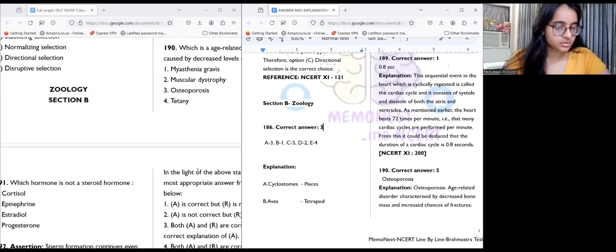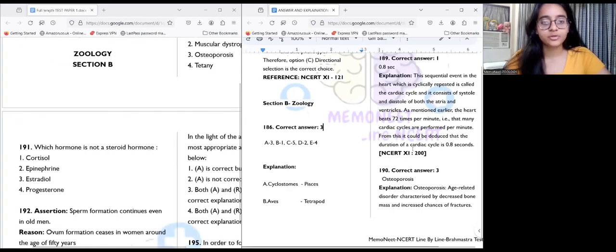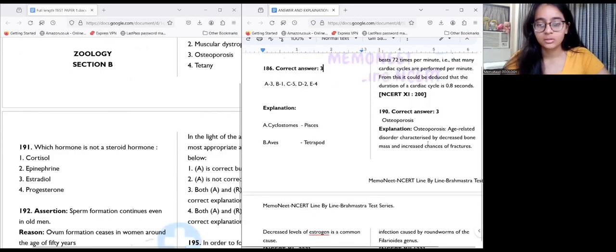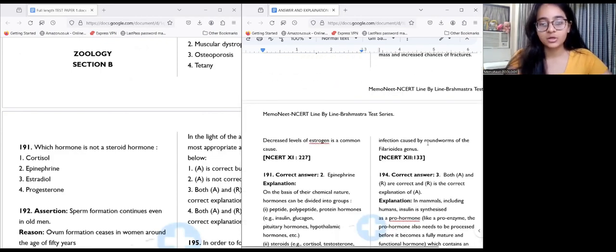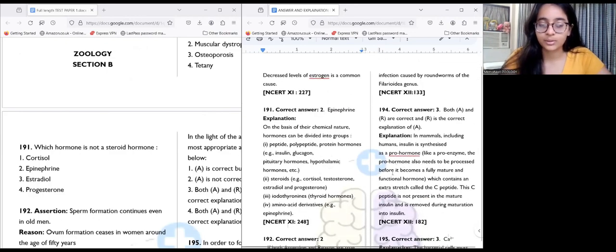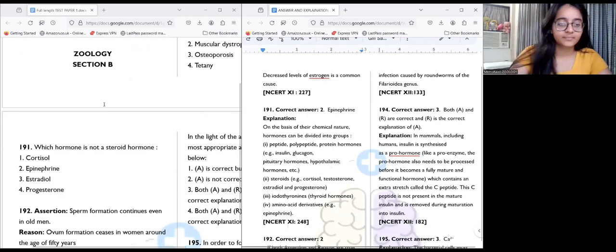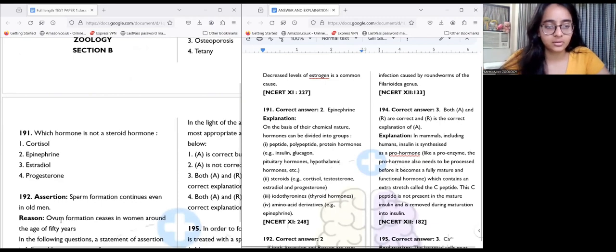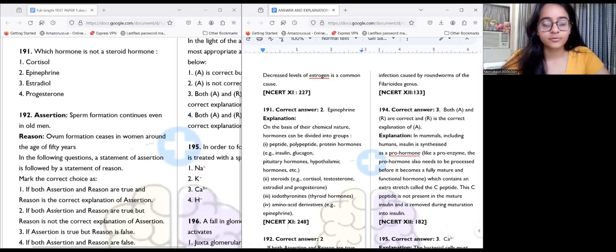Next question, 191. Which hormone is not a steroid hormone? Epinephrine is not a steroid hormone. What is epinephrine then? One second, let me open the answer clearly. It's an amino acid derivative. Right.